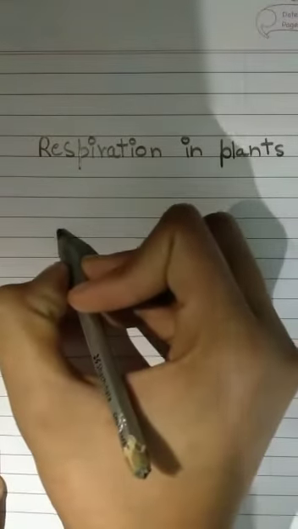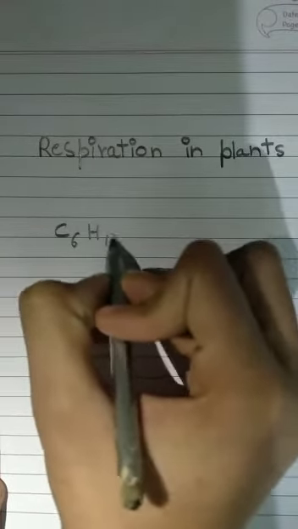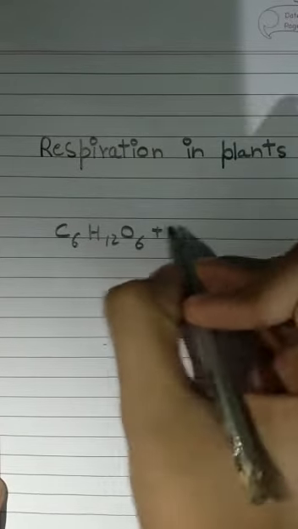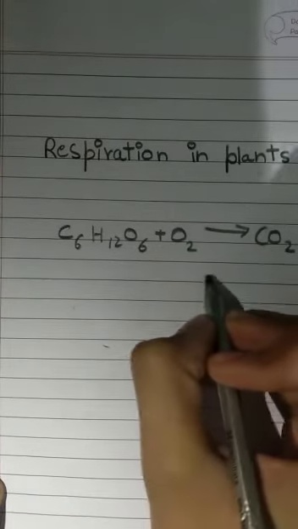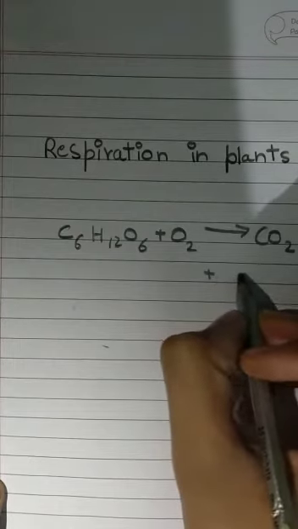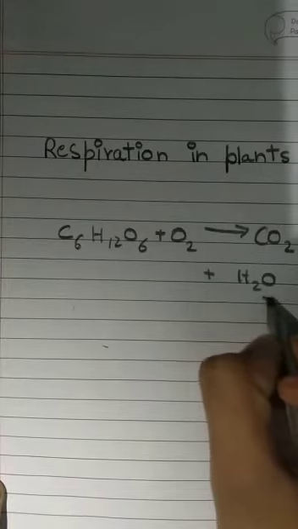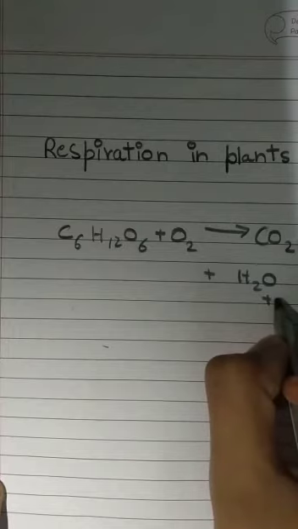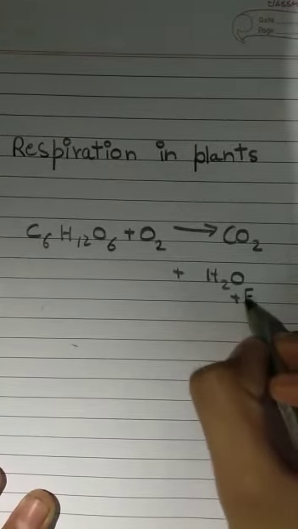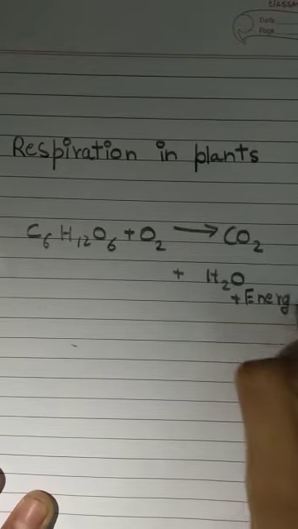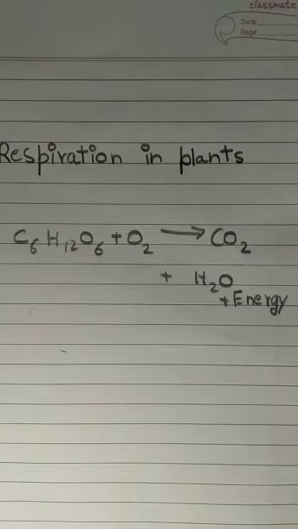Okay, now glucose. The formula of glucose is C6H12O6, which combines with oxygen, that is O2, giving us CO2, carbon dioxide, plus H2O, and energy in the form of heat and light, or it may be chemical energy, any type of energy it can be. Okay, now this is the equation for respiration in plants.